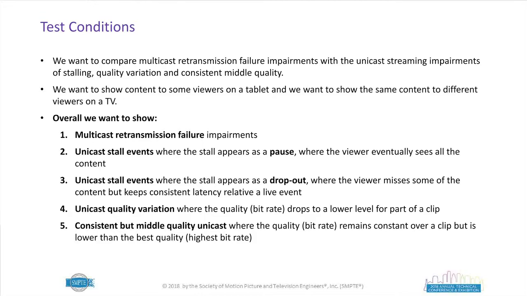So overall, we want to show multicast impairments, a unicast stall where the stall appears as a pause, and so the user eventually sees everything, but slightly delayed. A unicast stall that appears as a dropout, so you miss a chunk. So imagine this going through the tunnel and you resume relatively back to live. A unicast quality variation, so this is where we drop temporarily to low quality and resume to the top quality. And then consistent middle quality, it's not the lowest, it's not the best, but it's somewhere in the middle.